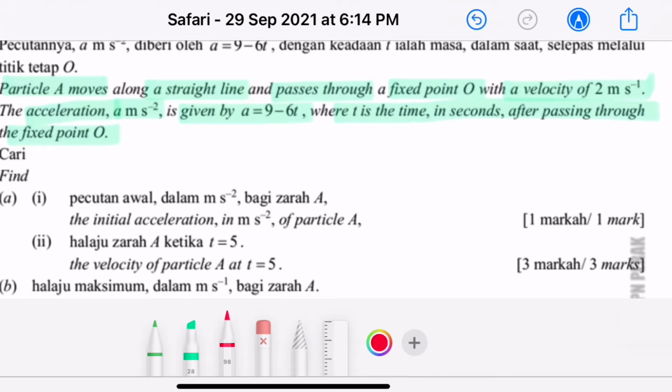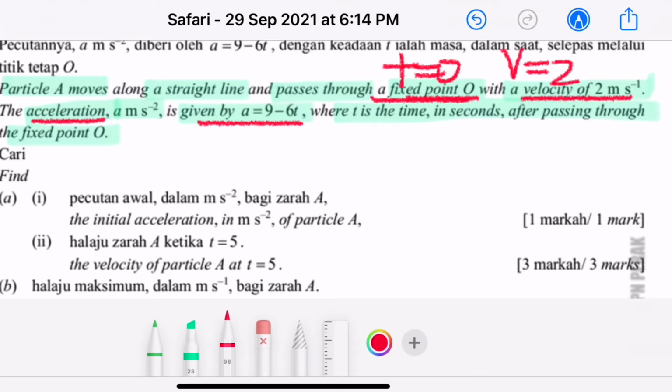So let's start with the keywords. Passing through fixed point O means t = 0. Velocity is 2, right? Important keywords. And the acceleration was given. Alright, so let's start with the acceleration, which is the differentiation of the velocity with time. The change of velocity with respect to time is acceleration. So 9 - 6t.